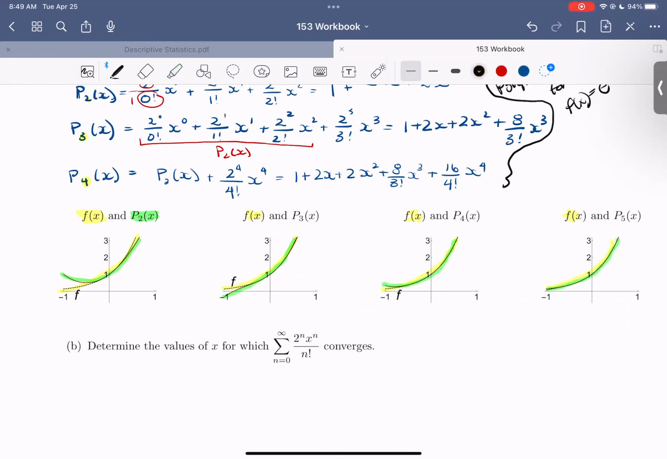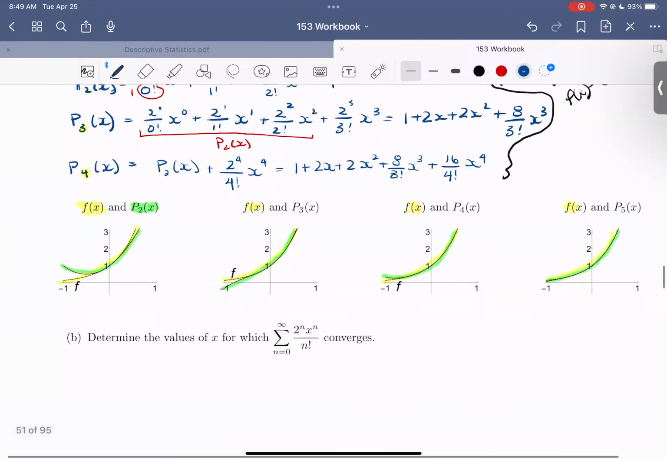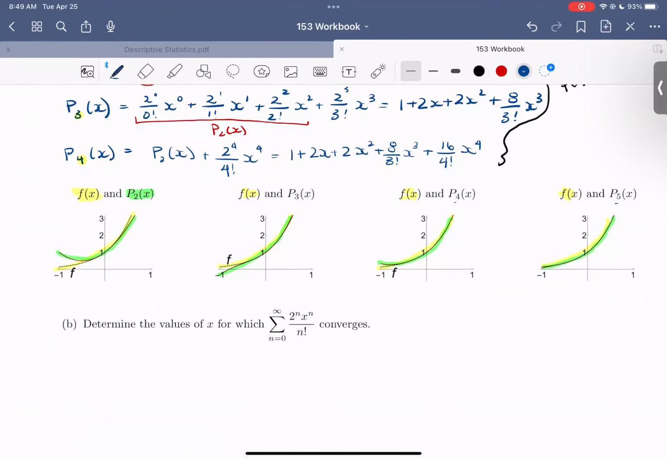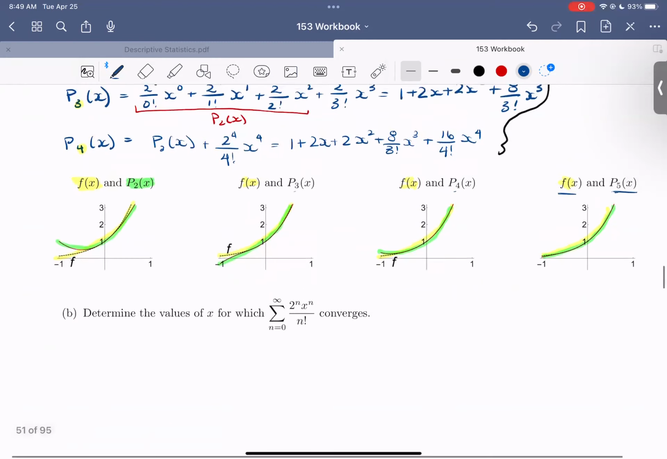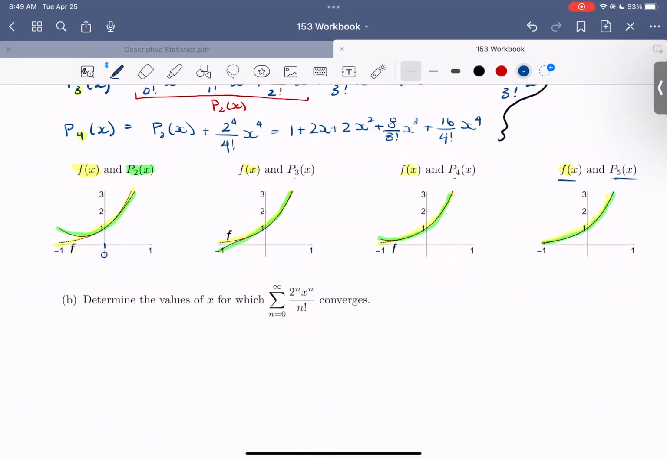So what do you notice as you look at these Taylor polynomials compared to the function? Well, one thing you can notice, which we observed in our previous section, is that as the degree gets larger, 2, 3, 4, 5, our Taylor polynomial better approximates our function. And notice that these Taylor polynomials are centered at 0. So if we look at x equals 0, then the function and the Taylor polynomial line up exactly. So great, they match at x equals 0.